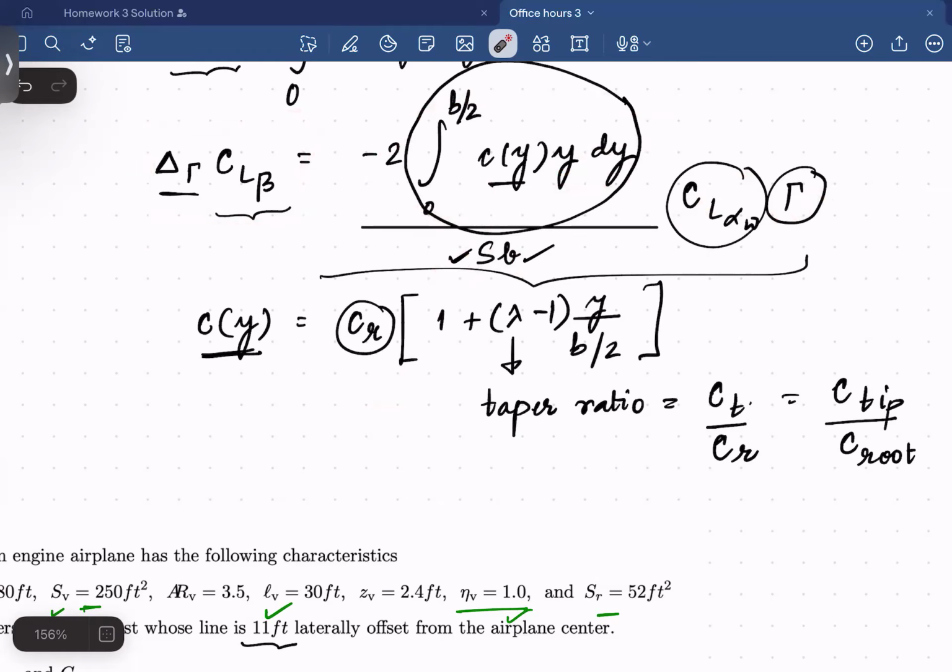So to assess, you need to get a number, show that it's negative, and say that yes, we expect the roll stability coefficient to be negative with respect to beta. Does that answer your question? Yes, thank you so much.